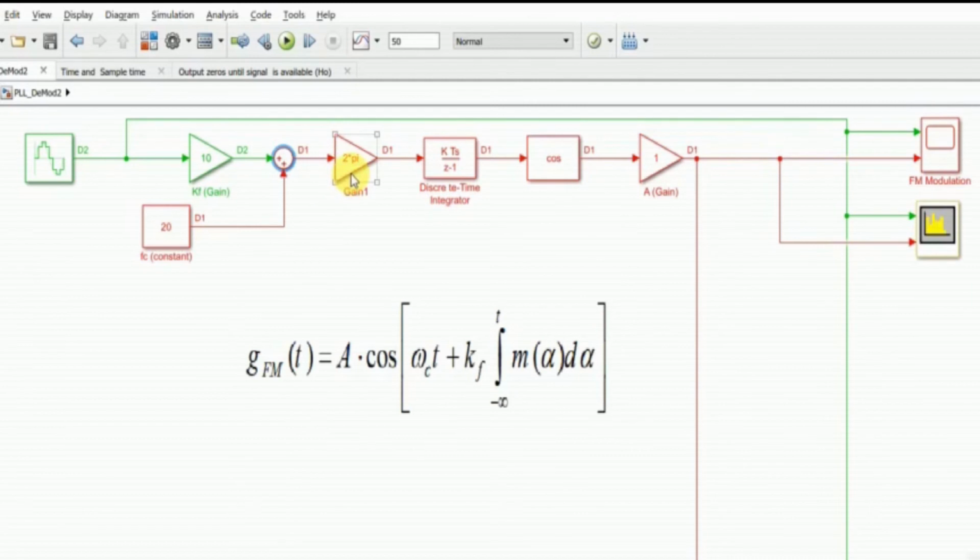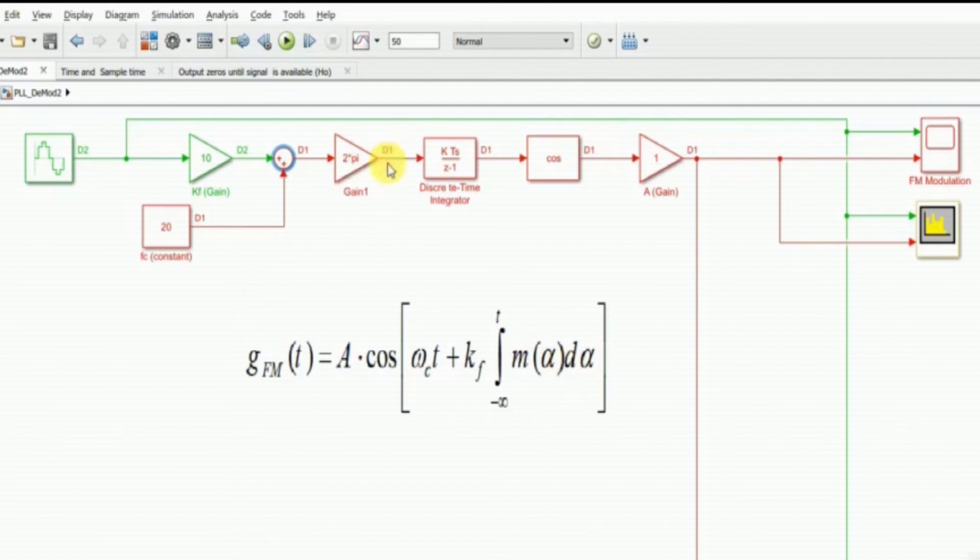multiplies with another gain which I have mentioned as 2 pi. So this 2 pi will multiply with fc, so this will become omega c, and similarly Kf by 2 pi, there's a division by 2 pi over here, so this would multiply with this 2 pi, and eventually you will get Kf, and then the message signal would be just simply represented over here, right?